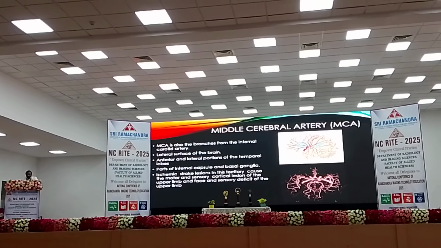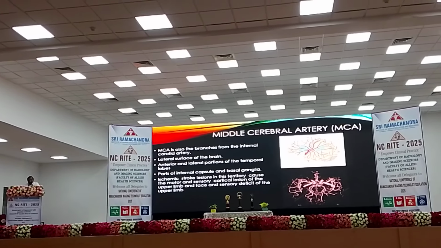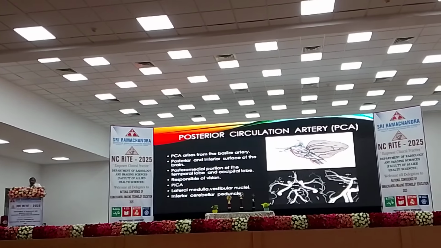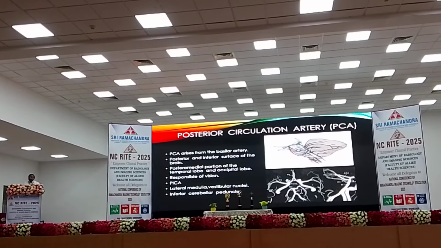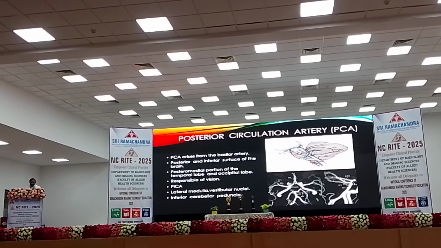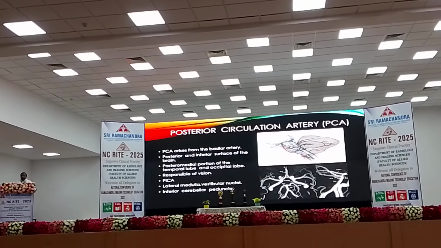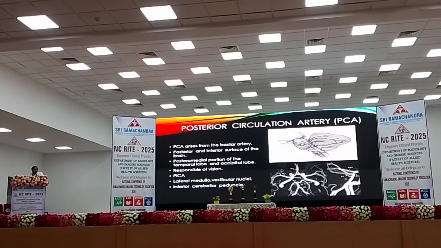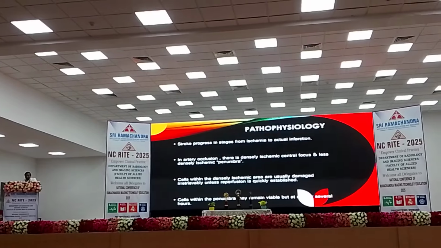Any lesion to this particular territory causes motor and sensory cortical deficits of the upper limb and face, and sensory deficit of the upper limb. We all know that the third is the posterior circulation, which arises from the basilar artery and supplies the posterior inferior surface of the brain, the posterior medial portion of the temporal lobe and occipital lobe responsible for vision, and PICA, the posterior inferior cerebellar artery, supplying the lateral medulla, vestibular nuclei, and inferior cerebellar peduncles.